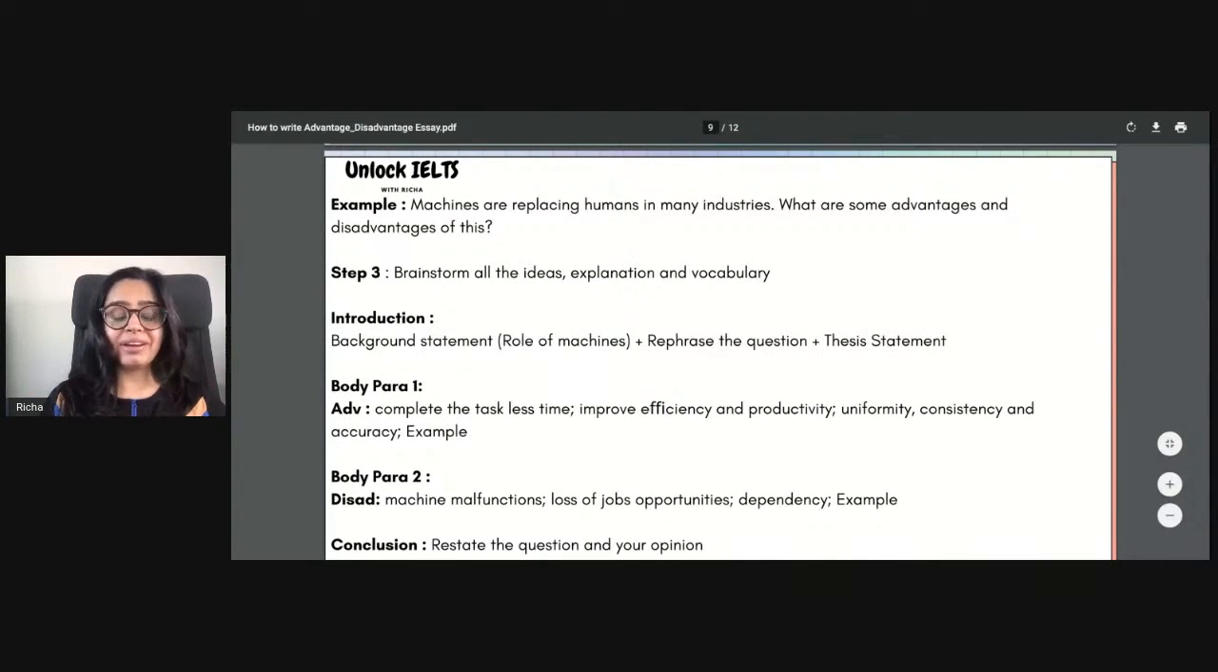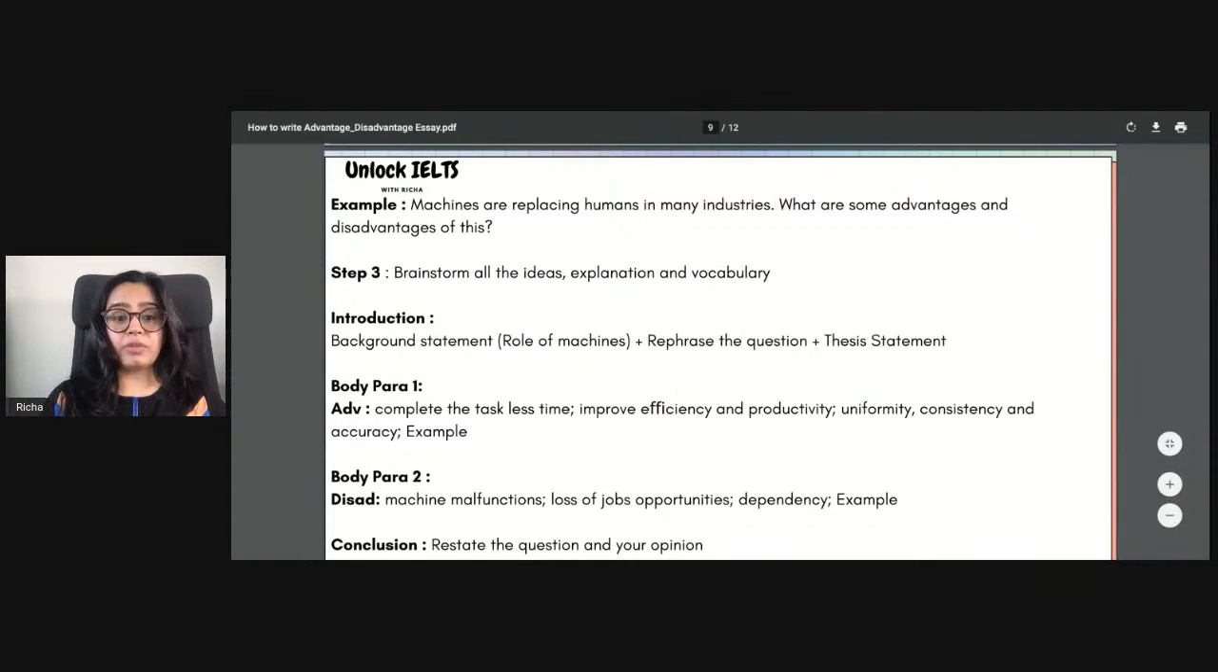Now comes our body paragraphs. In body paragraph one, I am talking about the advantages. So let's brainstorm some of the ideas. What do you think? Why are machines replacing humans in many industries? Well, they are capable of completing the task in less time. They have the capability to improve efficiency and productivity. They have uniformity, consistency, and accuracy. And then I could explain it with an example.